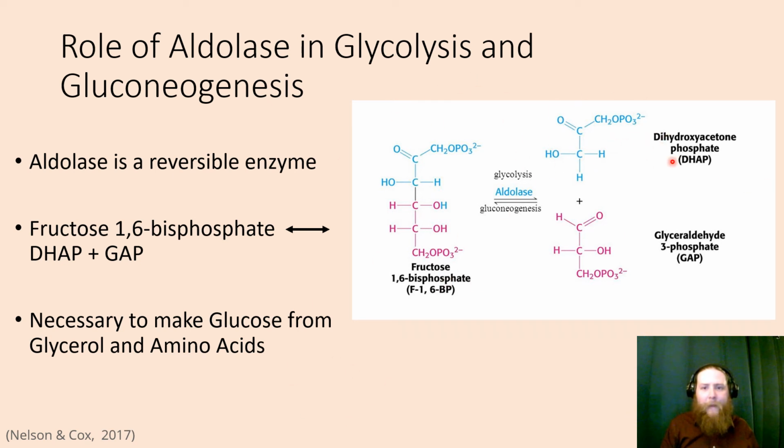On the glycolysis side, this is really important, because once this is split, this one can be isomerized back to glyceraldehyde 3-phosphate. So it works in both. It's kind of the crossroads, one of the crossroads between both of these processes, and really important for gluconeogenesis.